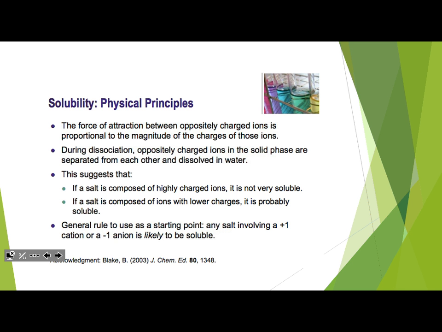So all of this suggests that if a salt is composed of highly charged ions, it's not very soluble. If a salt is composed of ions with lower charges, meaning less charge difference, it's probably soluble. And as a general rule, a place for you to start, any salt involving a +1 cation or a -1 anion is likely to be soluble, because that's the smallest charge we can have. So we likely won't have that great of a charge difference.